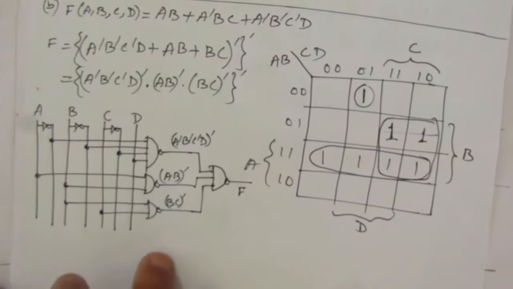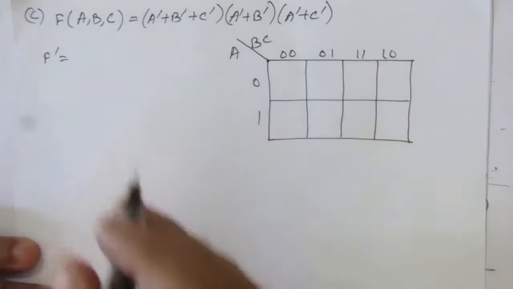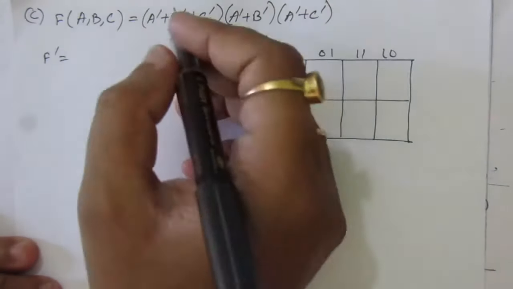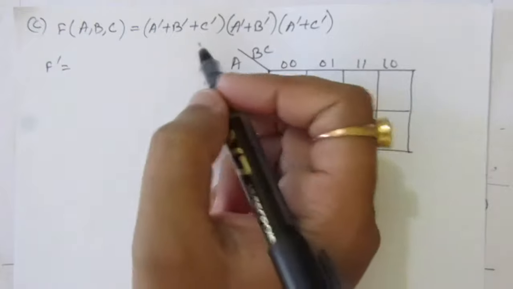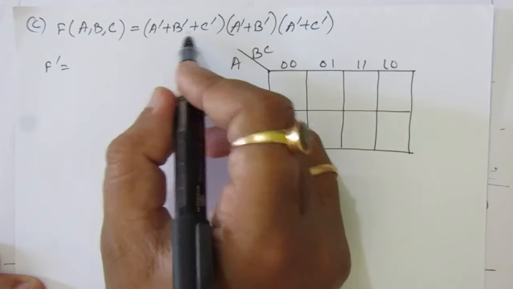Now let us go to the third part of the problem. In the third part, we are given this function. So this is the product of max terms expression. So we have to put here zeros for these max term values. A bar plus B bar plus C.